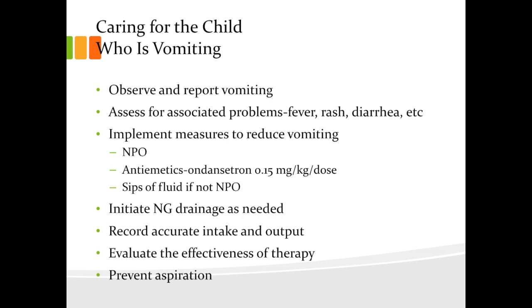If they're not NPO, we'll give them sips of liquids. You don't want to give them a big bolus of fluid. It's just going to make them vomit and have diarrhea again, so we just want to give them small sips. And if they're not tolerating it, we'll just make them NPO, and we're going to start an IV. If they have an obstruction, we'll put in an NG tube. It's very important that you do an accurate I&O, because this is what's going to determine whether or not this kid gets to go home. And then always evaluate how effective all of our therapies are.